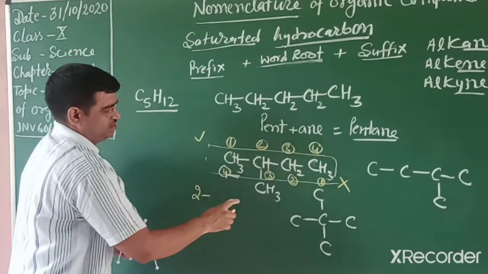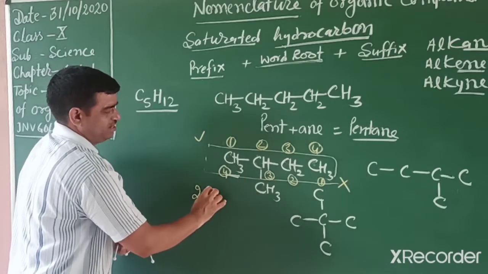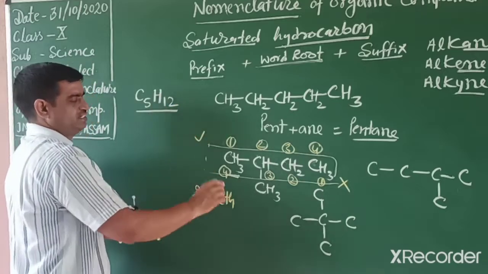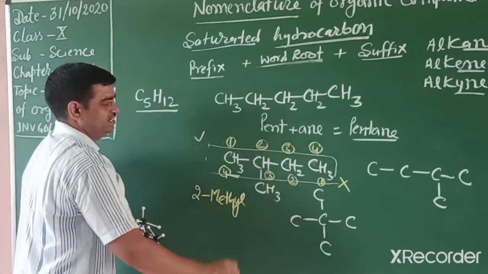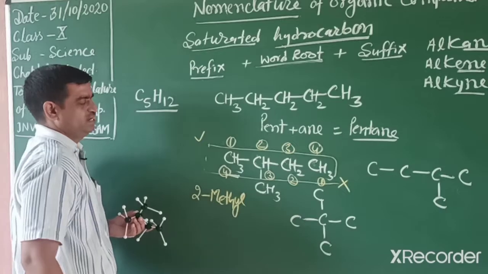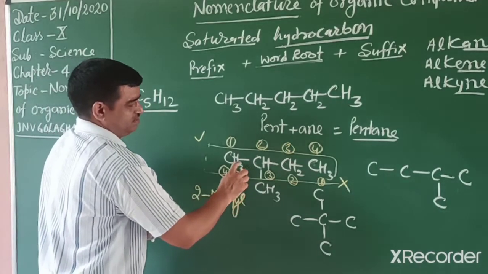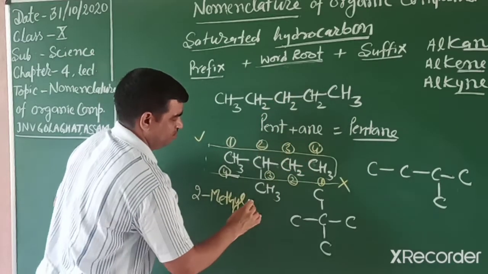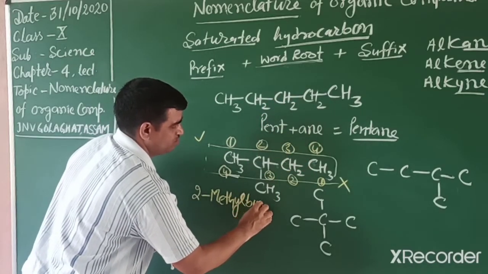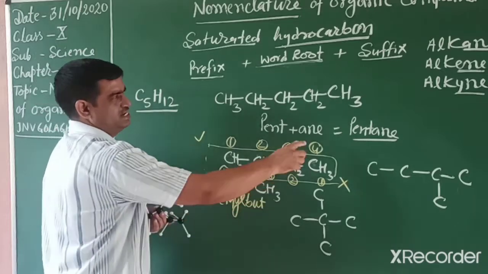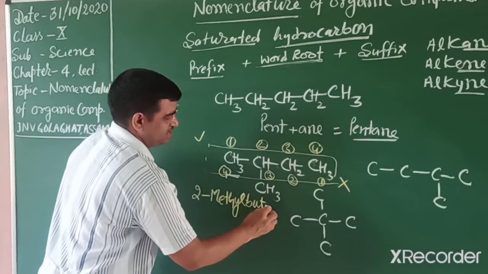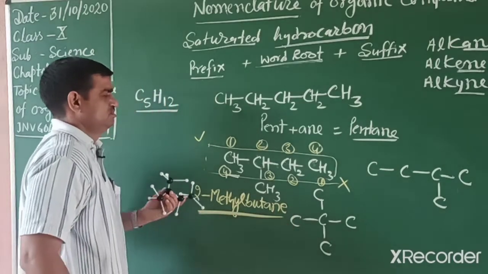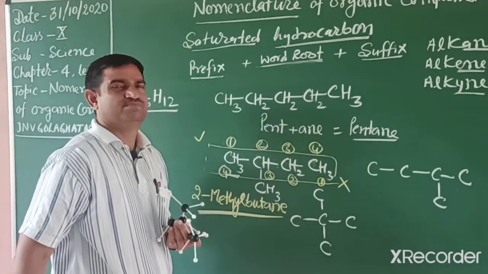This side, and 1 carbon. So 1 carbon name is meth, with a prefix and a suffix, yl as the suffix. 2-methyl, 2-methyl. Then how many carbon? 1, 2, 3, 4. Word root is 4. 4 means but. Then for single bond we add an, so we write ane. So its name is 2-methyl butane.